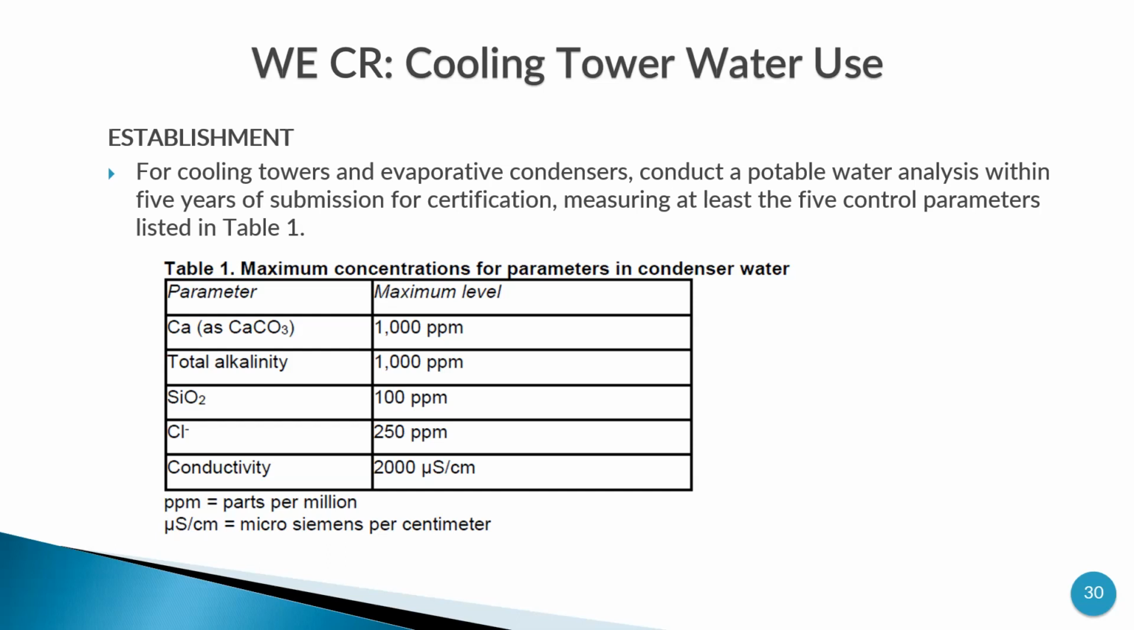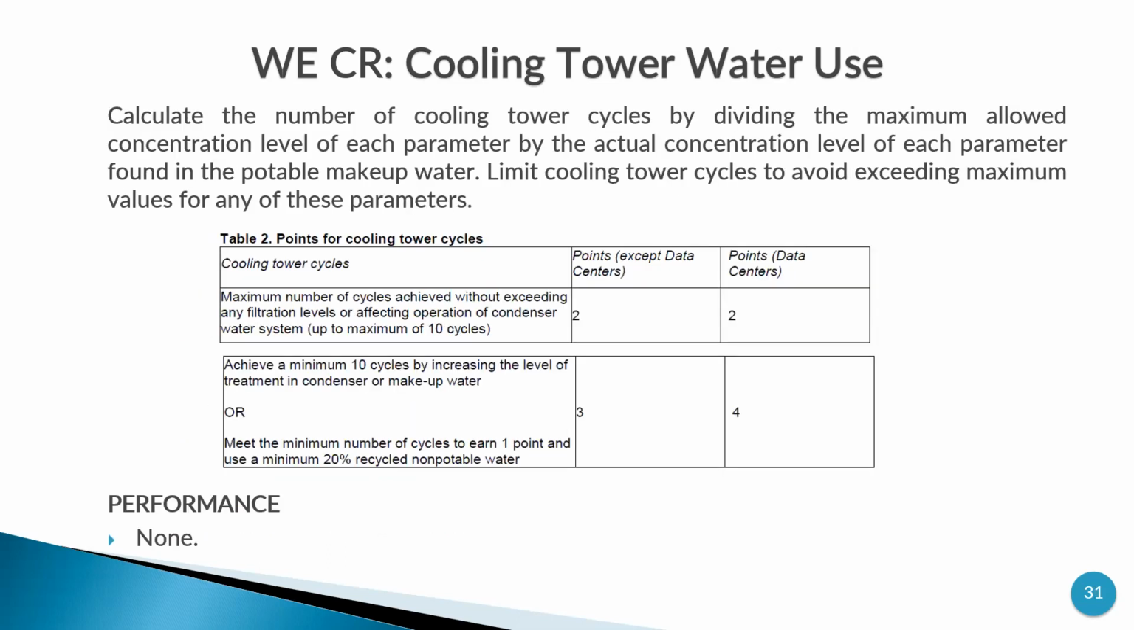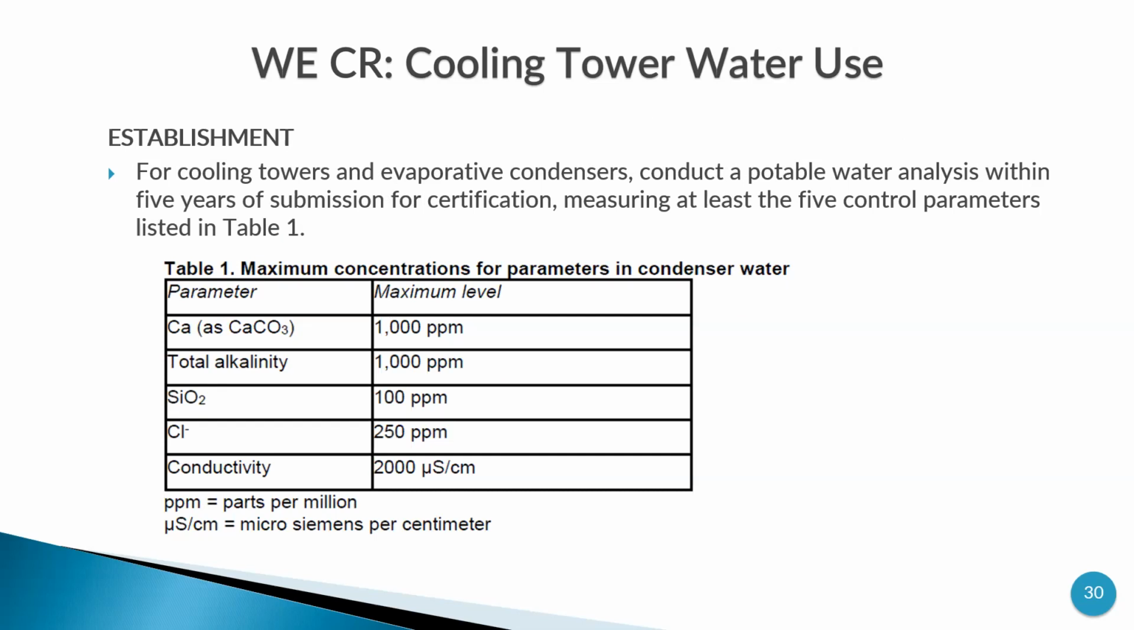These are the parameters that need to be controlled in water that is used in the cooling tower. So calculate the number of cooling tower water cycles by dividing the maximum allowed concentration level of each parameter by the actual concentration level of each parameter found in the potable makeup water. What does this mean? You have a standard, that is, these are the maximum levels, right? Again, you will take the actual water and check the levels of each of these parameters. Then when you check the level, you will compare with the standard. When you divide it, that is how you can know how many cycles the water can be used.